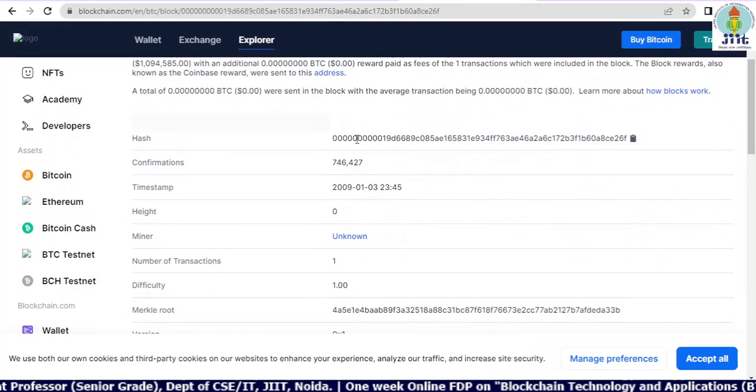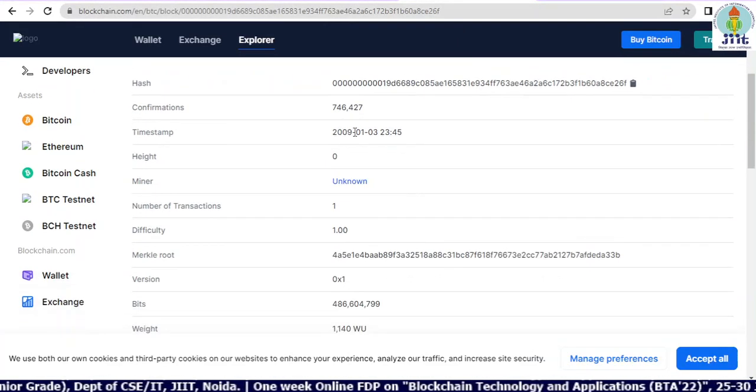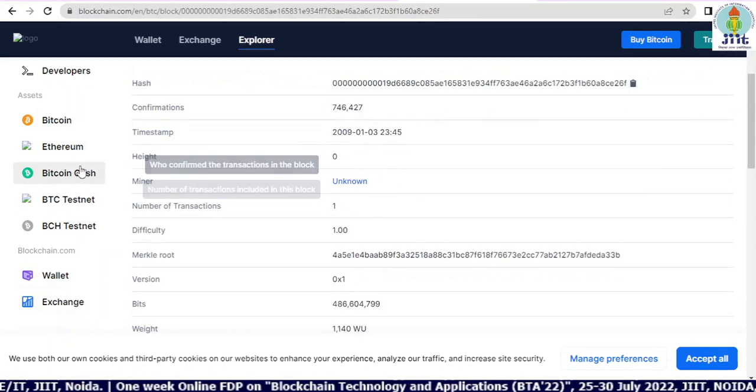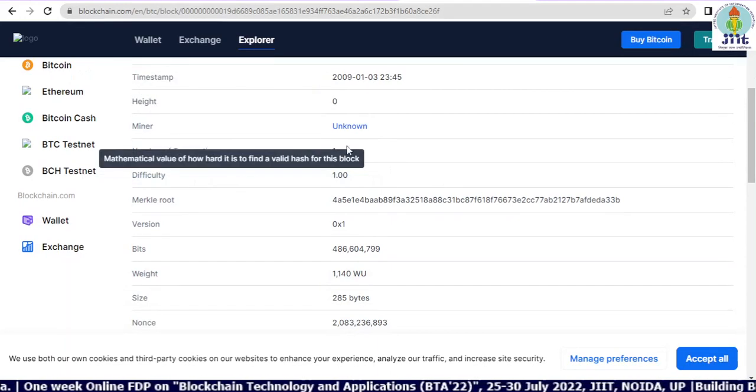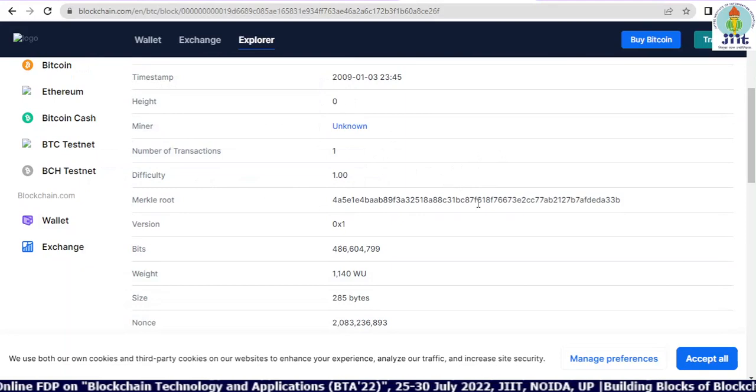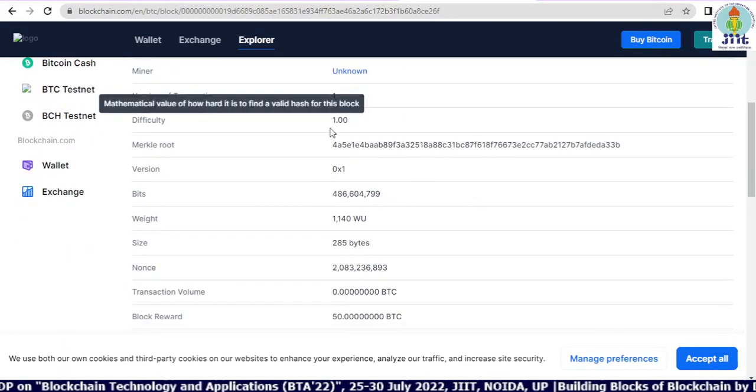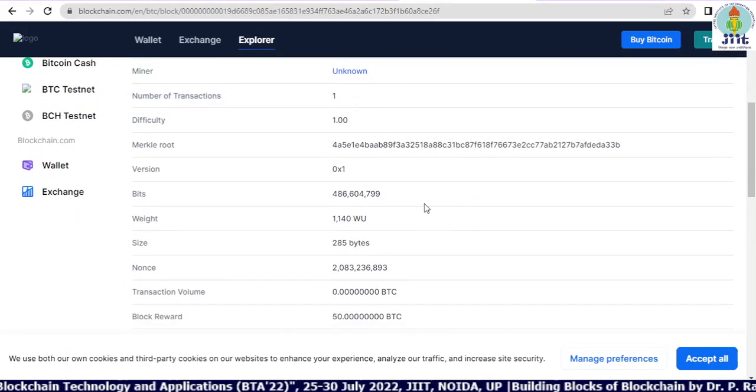You look at, this is the hash of the first block, and this is the timestamp when it was created, 1st March 2009. The block height is 0. That is the first block. Miner unknown. You don't know who the miner is. Number of transactions, only one transaction. Difficulty is 1. What does difficulty mean? The mining difficulty. That we'll see afterwards.